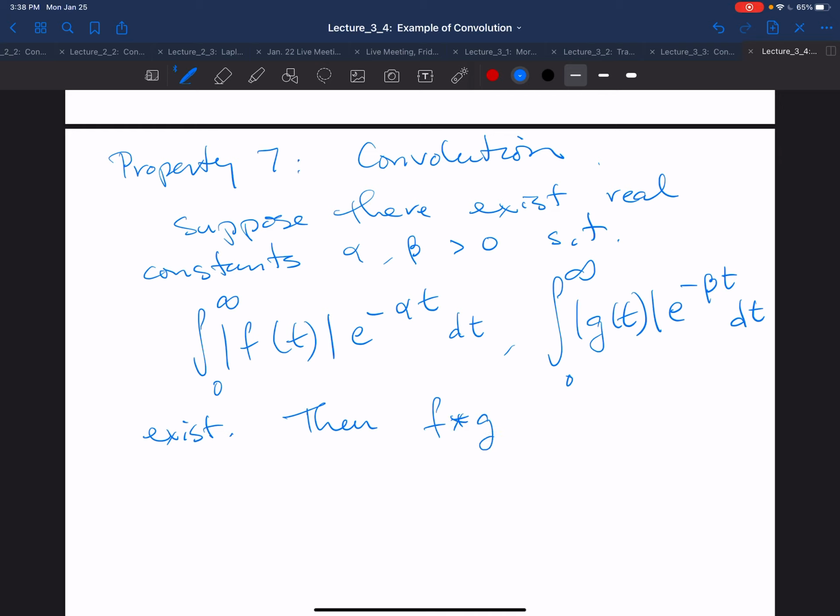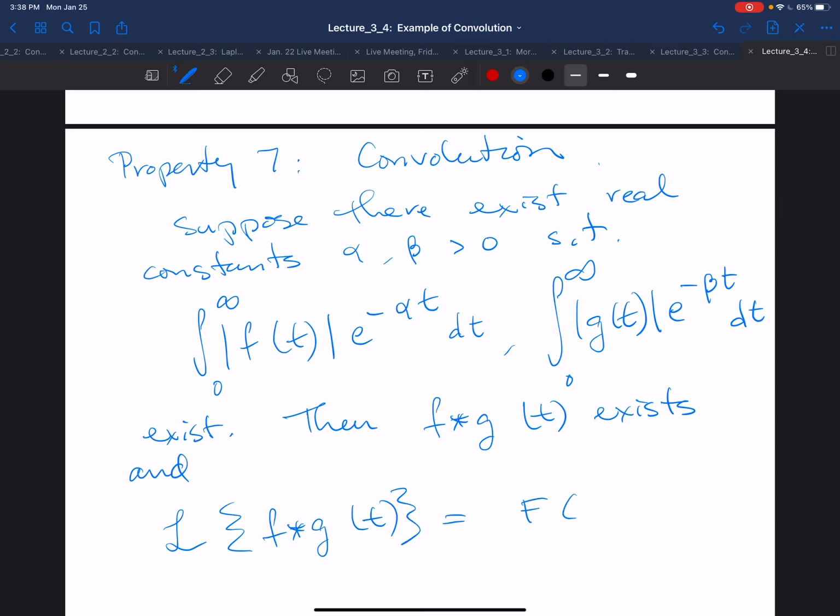Then the convolution of f and g exists. And the Laplace transform of that convolution turns out to be simply the product of the transforms of f and g. So the counterpart of convolution in the time domain is multiplication in the Laplace domain. This will turn out to be an important property for differential equations, but especially for signals and systems.